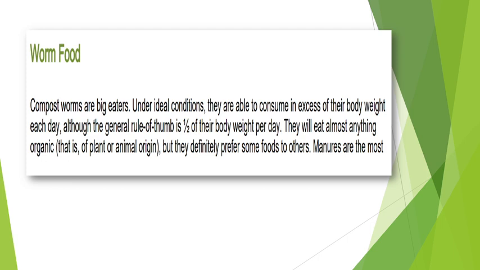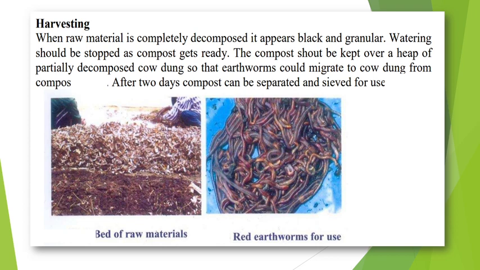They will eat almost anything organic, of plant and animal origin, but they definitely prefer some foods over others. Manures are the most important. After this process, harvesting of earthworms is required.